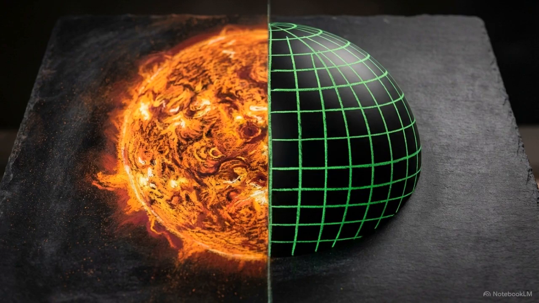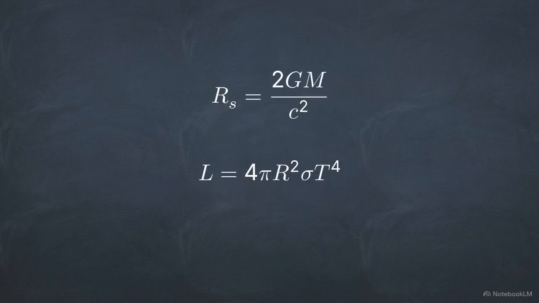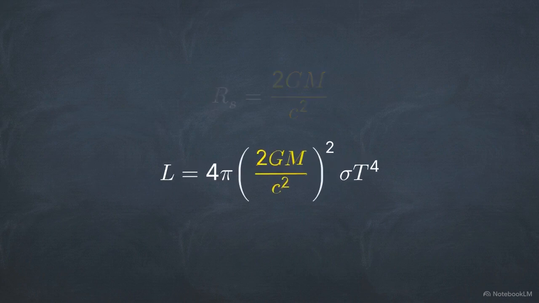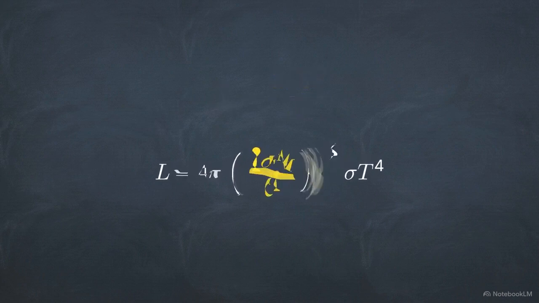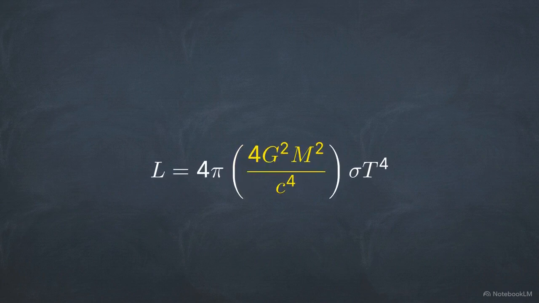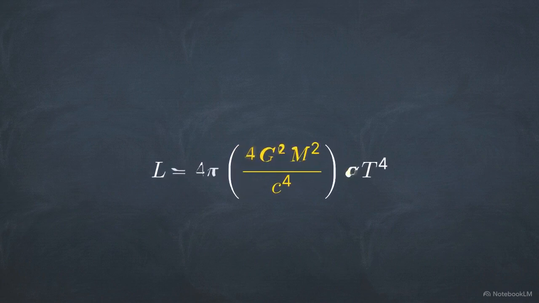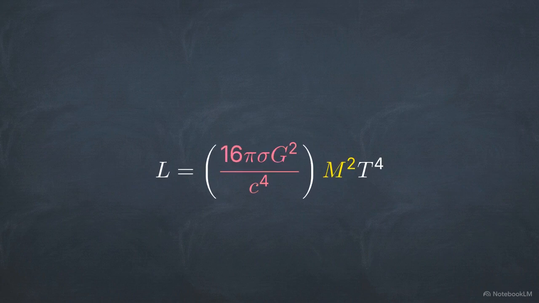Now we move to the relativistic limit. We shift the definition of radius from a physical plasma boundary to a boundary dictated entirely by geometry. For a non-rotating black hole, that geometric constraint is the Schwarzschild radius. We substitute the Schwarzschild radius into the spatial variable of the boundary closure. Squaring the geometric term expands the constants. Condensing the terms, the limit becomes L equals 16 pi sigma G squared M squared over c to the fourth times T to the fourth.